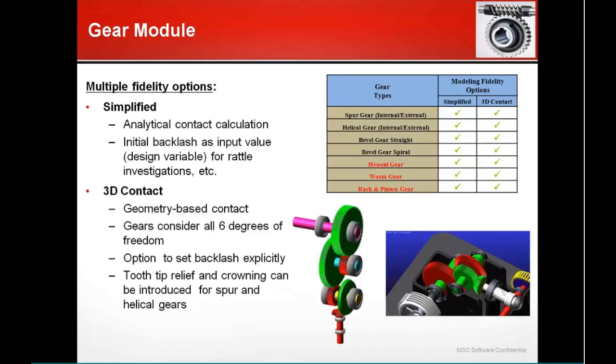If you really need all 6 degrees of freedom covered, you can use the 3D contact method. In that case, you can have full 3D contact across the width of the gears, and full range of relative motion between each gear in the pair. And with 3D contact, we have the ability to represent tip relief on the tooth and crowning, at least for the spur and helical gear types currently.